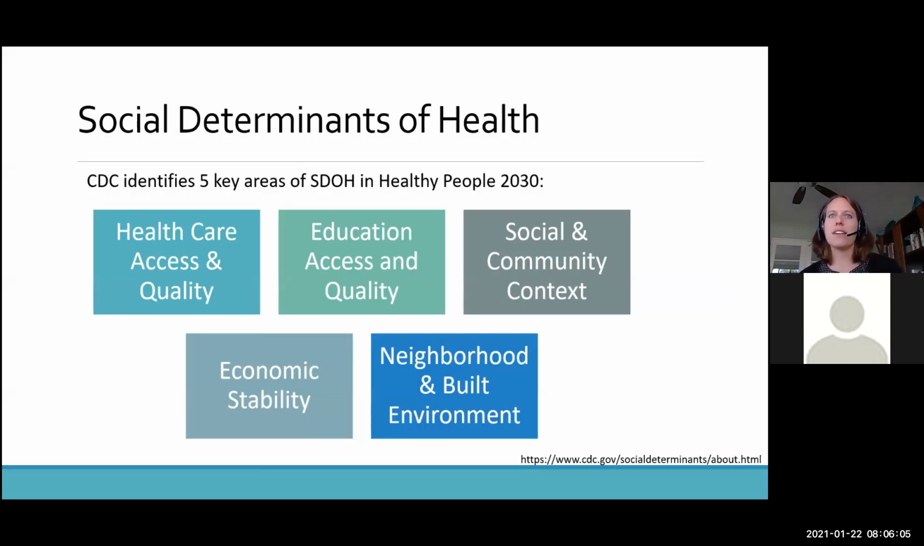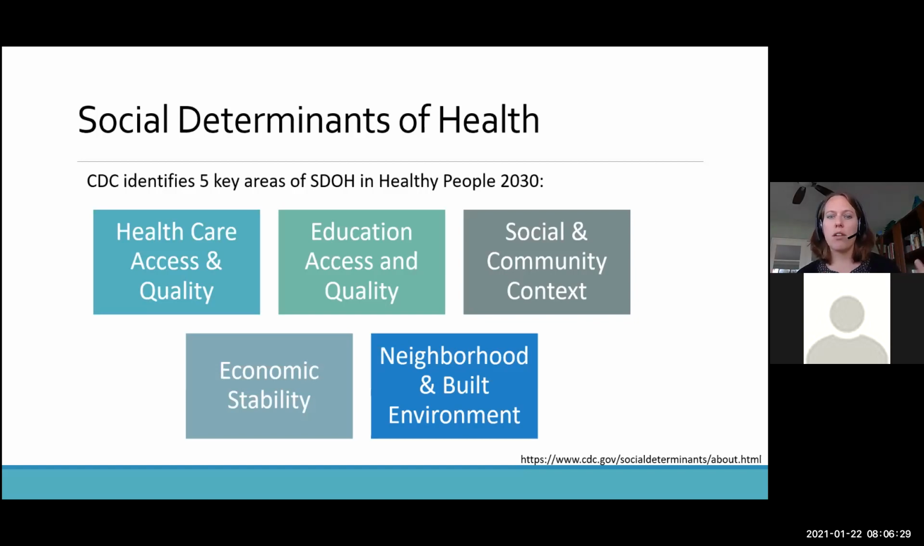The CDC has identified 5 key areas of social determinants of health in Healthy People 2030, which is a continuation. Most folks are probably familiar with Healthy People 2010 or Healthy People 2020. So these are the 5 key areas. The World Health Organization also provides a definition of social determinants of health and what those key areas are. They're a little bit different, but there's certainly some overlap here.